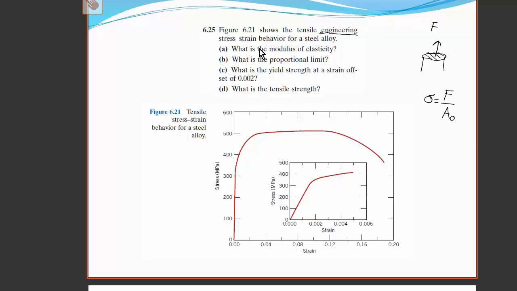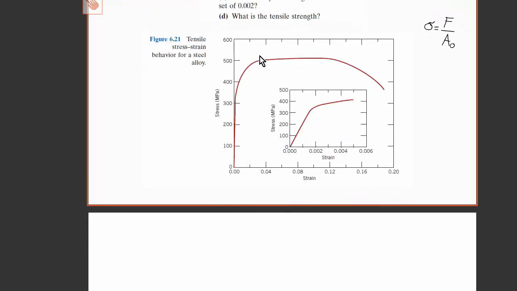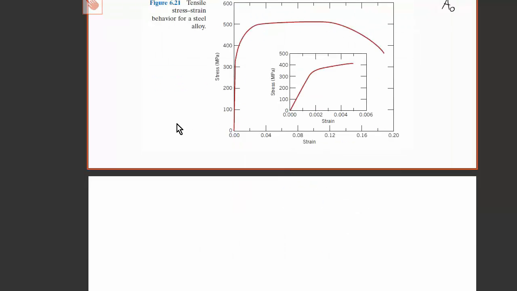So, it says, what is the modulus of elasticity? Modulus of elasticity.